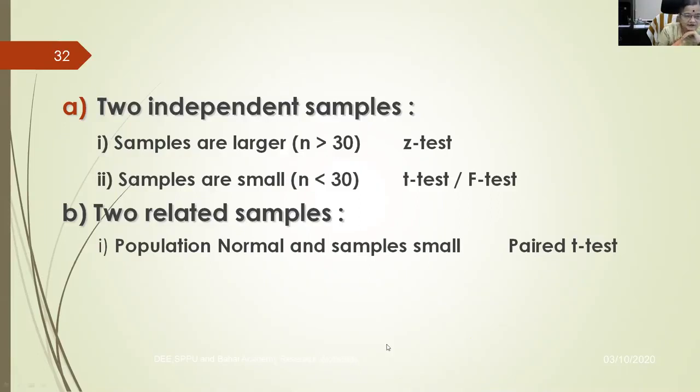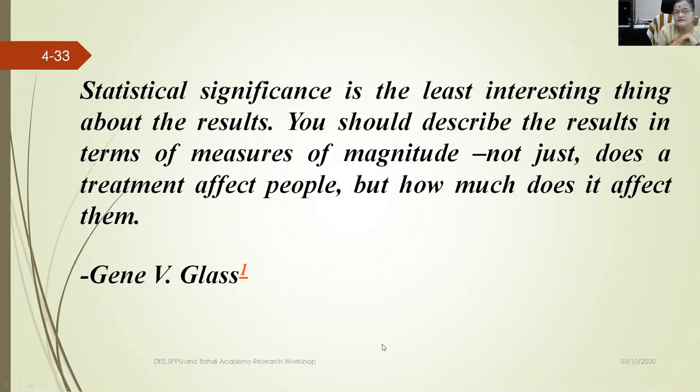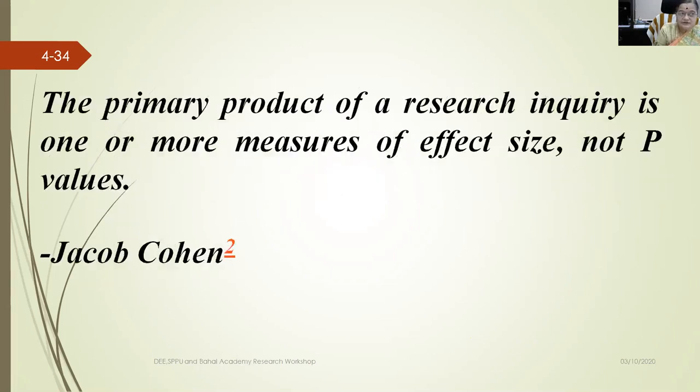But when we are dealing with researches for higher degrees, the only statistical significance is the least interesting thing about the results. As Glass says, you should describe the results in terms of measures of magnitude, not just does a treatment affect people, but how much does it affect them. Those computations are also expected after t-test calculations.